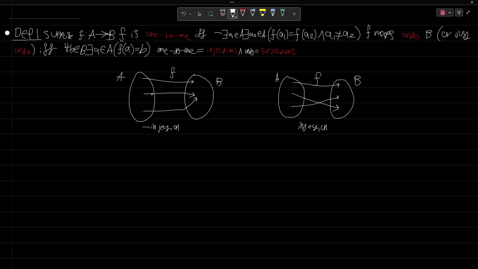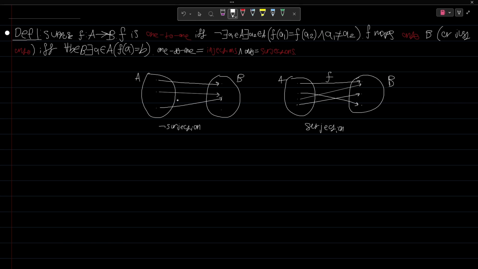So for example, this diagram over here on the left represents a function, but it is not an injection because there are two distinct elements of A, this one and this one, whose images under f are the same in B. So since f of this one and f of this one are the same, it is not an injection. But over here, that does not happen. So we call the function represented by this diagram an injection.